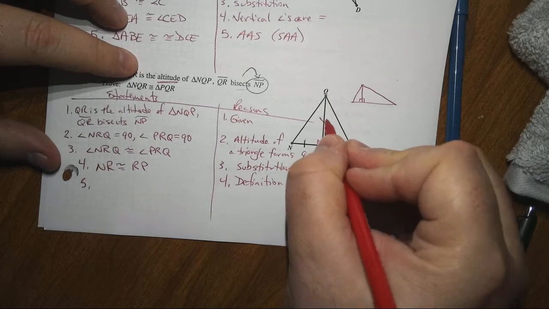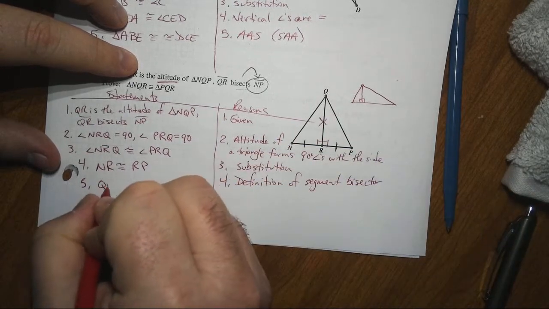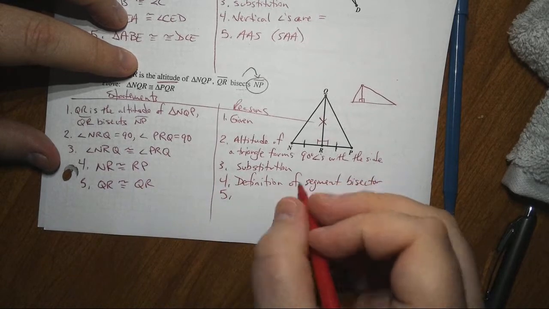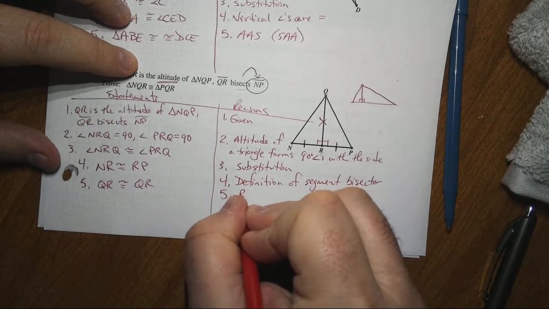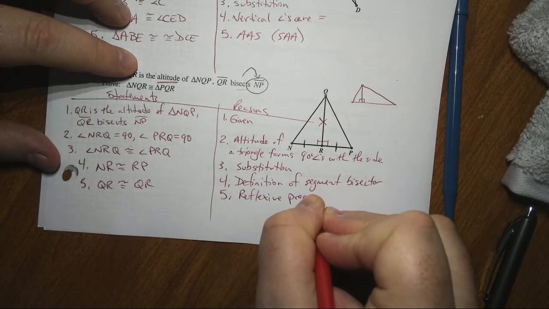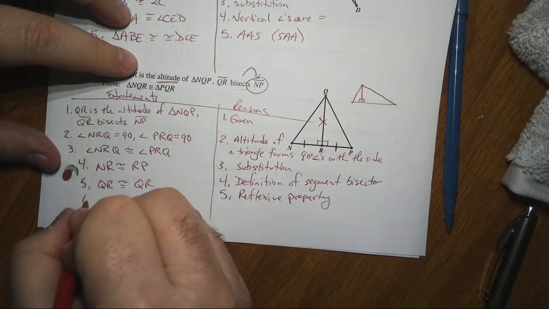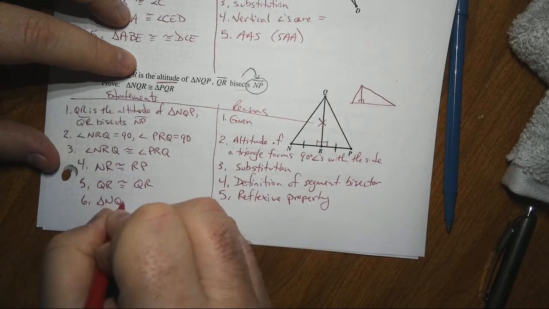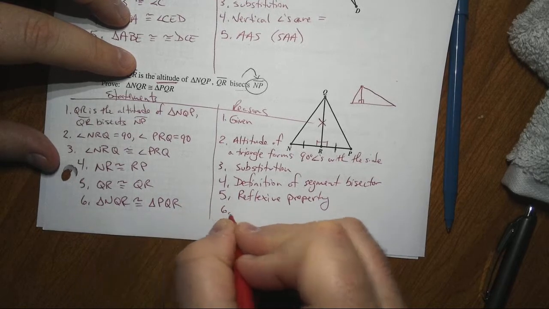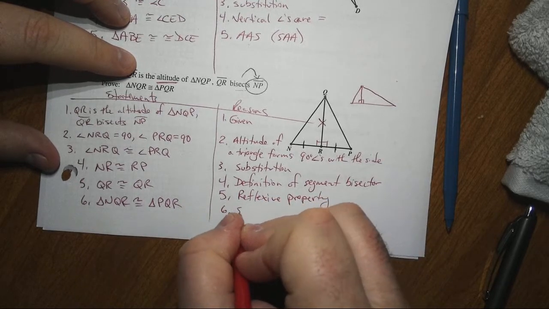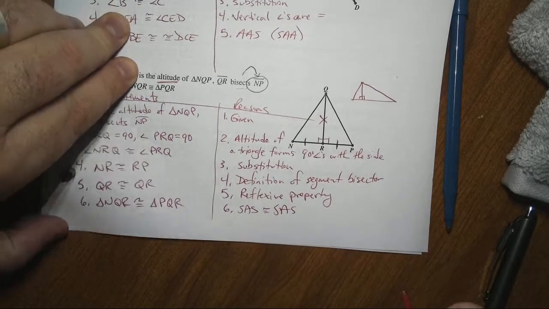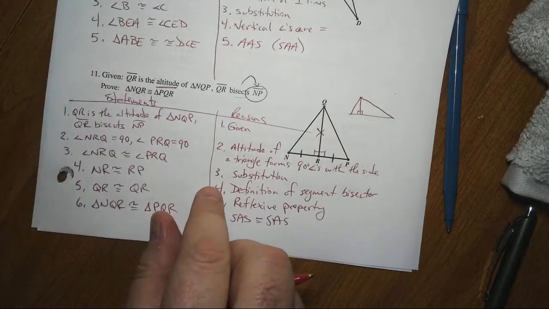We're going to the diagram. We got that side being shared. So QR is congruent to QR. And then this is the reflexive property. Okay, do we have enough to get it done? Yes, we do. So triangle NQR is congruent to triangle PQR. All right, and here we got side angle side. And we're all done. All right, and that's page 3.